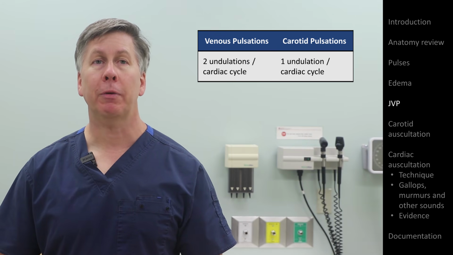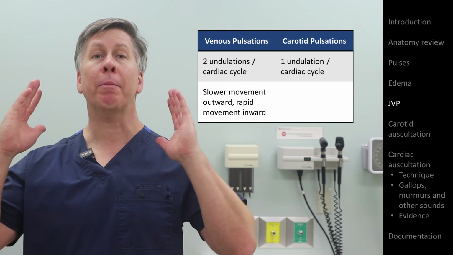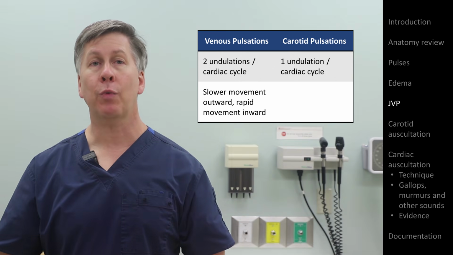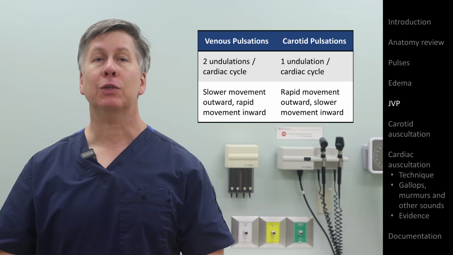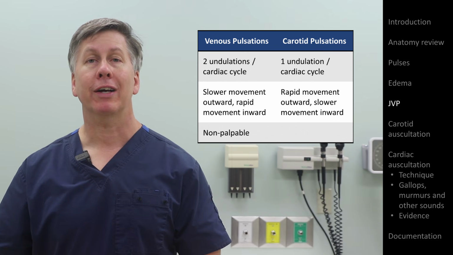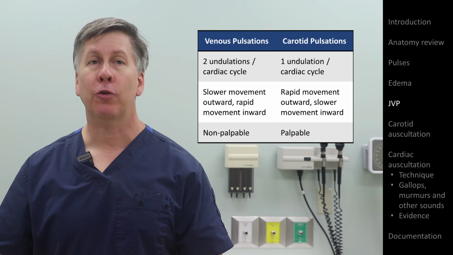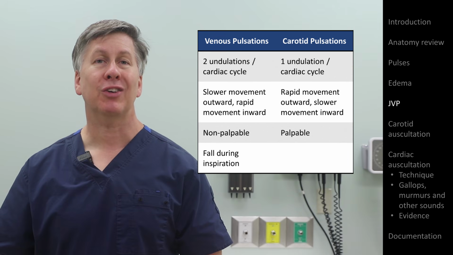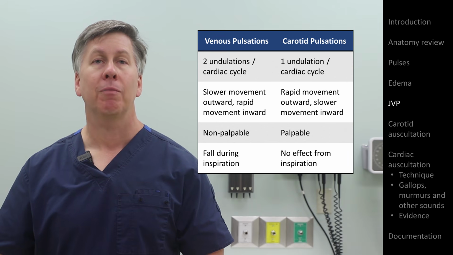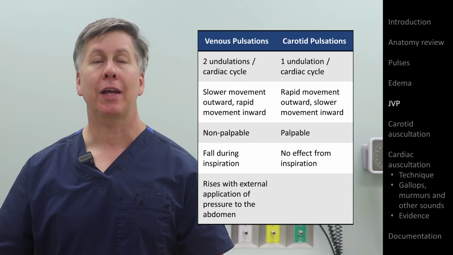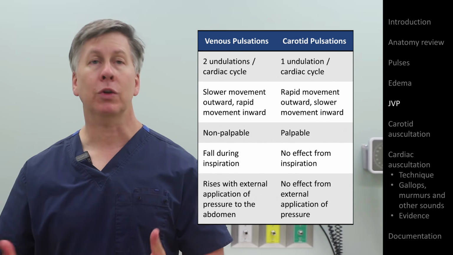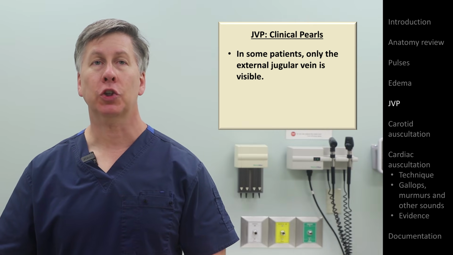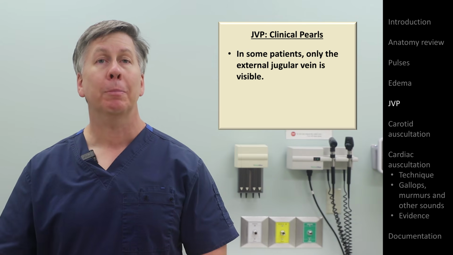With venous waveforms, there's typically a slower movement out and then a more rapid movement in, whereas with a carotid waveform, it's typically more rapid out and gradual back in. Venous waveforms are usually not palpable, whereas carotids are. Venous waveforms usually fall during inspiration, whereas there is no effect on the carotids. And the external application of pressure to the abdomen causes venous waveforms to transiently rise, whereas the carotids are once again unaffected.